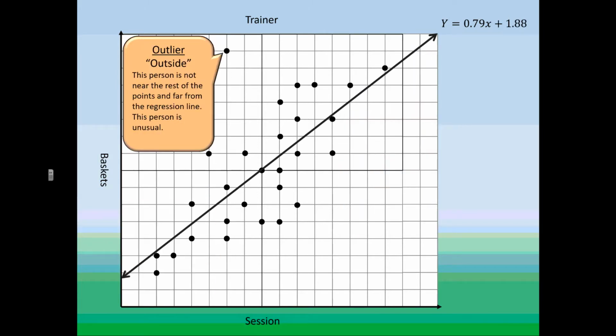And finally, we have our outliers. This person is not near the rest of the population. Those are the weirdos of the weirdos. They are not near the line. They are not near the other bubbles. They are outliers.